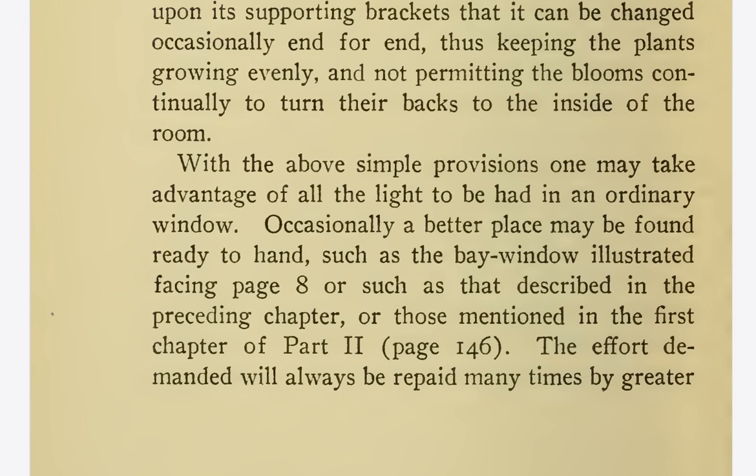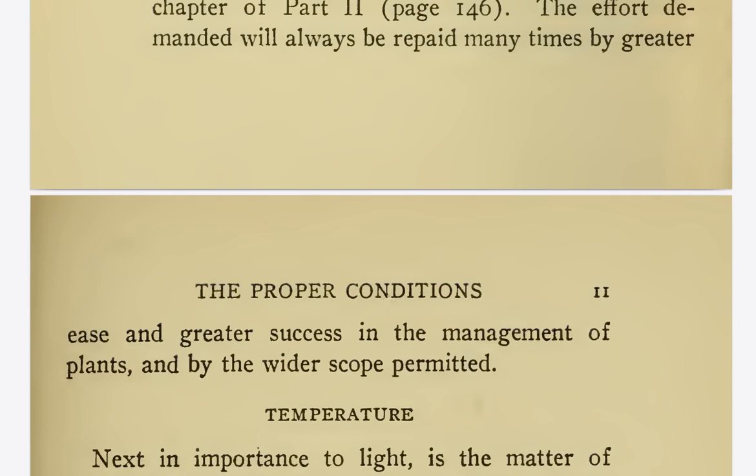With the above simple provisions, one may take advantage of all the light to be had in an ordinary window. Occasionally, a better place may be found ready to hand, such as the bay window illustrated facing page 8, or such as that described in the preceding chapter, or those mentioned in the first chapter of Part 2, page 146. The effort demanded will always be repaid many times by greater ease and greater success in the management of plants and by the wider scope permitted.